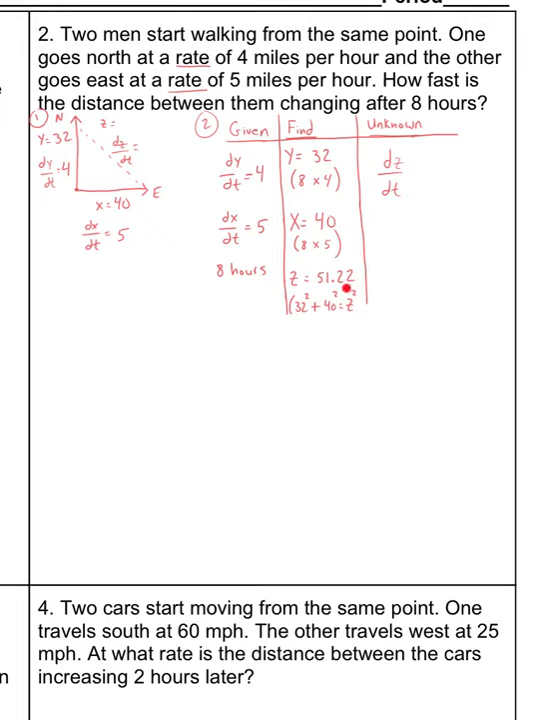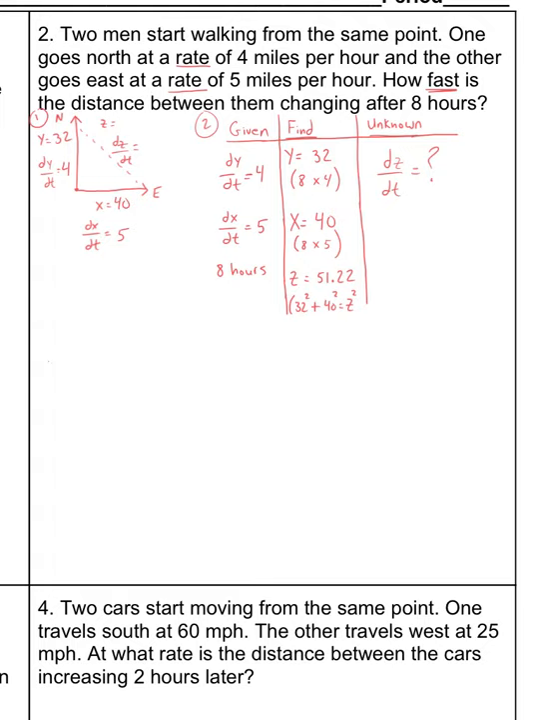And I got 51.22. And the question that is asking us is how fast, so that is a rate, how fast is the distance between them changing. So that is our dz/dt. That's what we're looking for. All right, so take a minute, read through this paragraph, and make sure that you understand the picture and how we got all of our information.